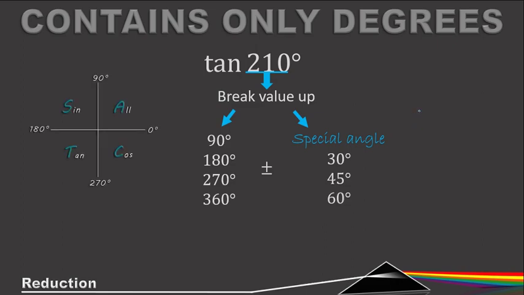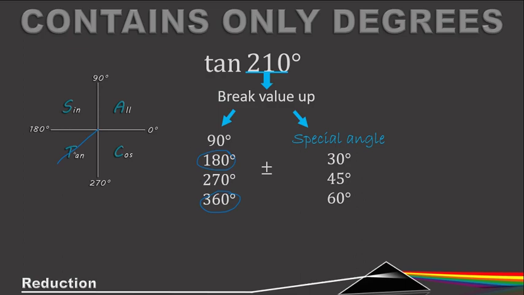So if I look at my quadrant, let's look at this example. Where does 210 fall? 210 falls between 180 and 270, so that's going to be somewhere there. Then I need to always start by looking if either 180 or 360 can be used, breaking this value up into one of those two plus or minus a special angle. Because if you use 90 or 270, you have to get the co-ratio when you do the reduction formula.